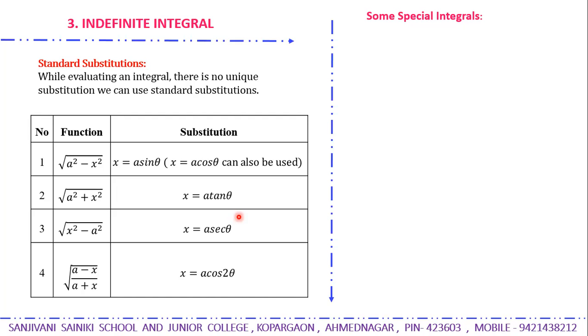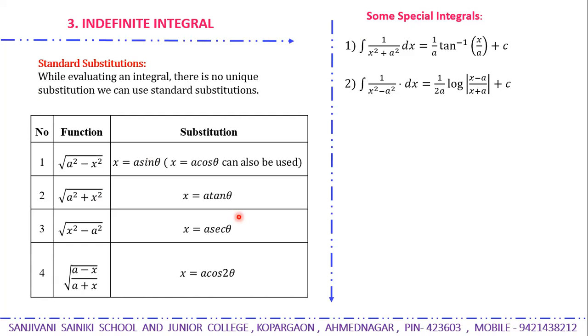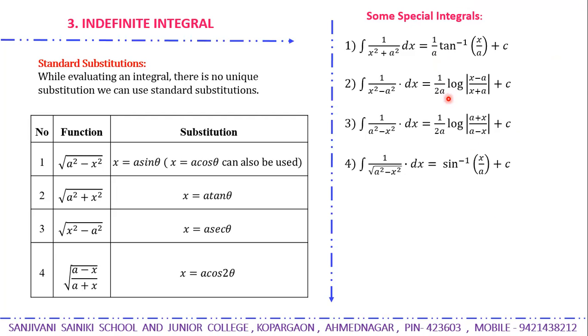Now, what are the special integrals that we are going to see in this lecture? The first one is integration of 1 upon x square plus a square dx, which is 1 upon a tan inverse of x by a plus c. The second one is integration of 1 upon x square minus a square dx, which is 1 upon 2a log of x minus a upon x plus a plus c. The third one is integration of 1 upon a square minus x square dx, which is 1 upon 2a log of a plus x upon a minus x plus c. Everywhere there is a log, I have written the term in modulus.